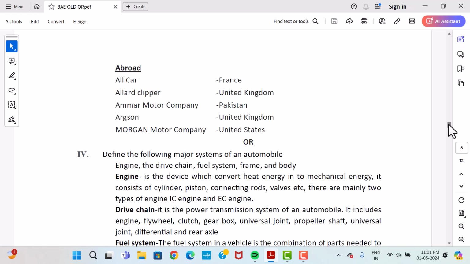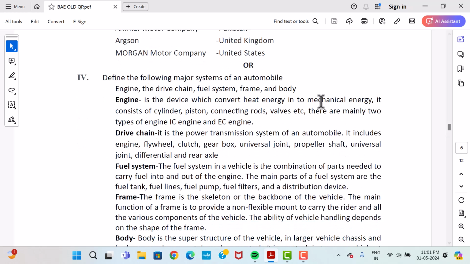Define the following major systems of an automobile: engine, drive chain, fuel system, frame, and body. First one is engine.